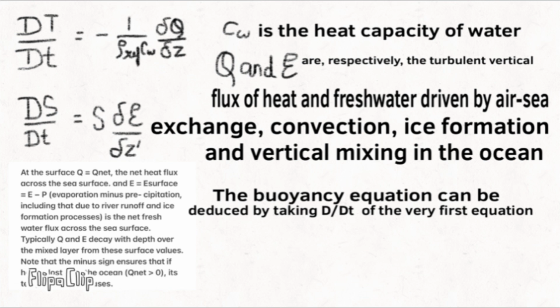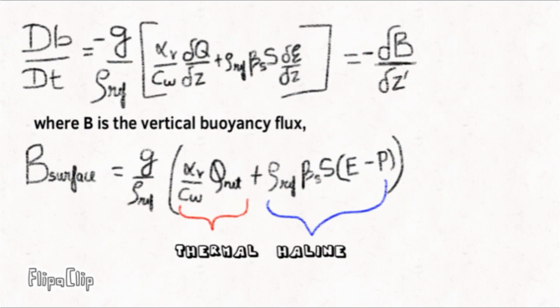The buoyancy equation can be deduced by taking d by dt of the very first equation. dB by dt equals minus g divided by rho reference times alpha divided by Cw times delta Q by delta Z plus rho reference beta S times S delta E by delta Z, which can be written as minus delta B by delta Z, where B is the vertical buoyancy flux.